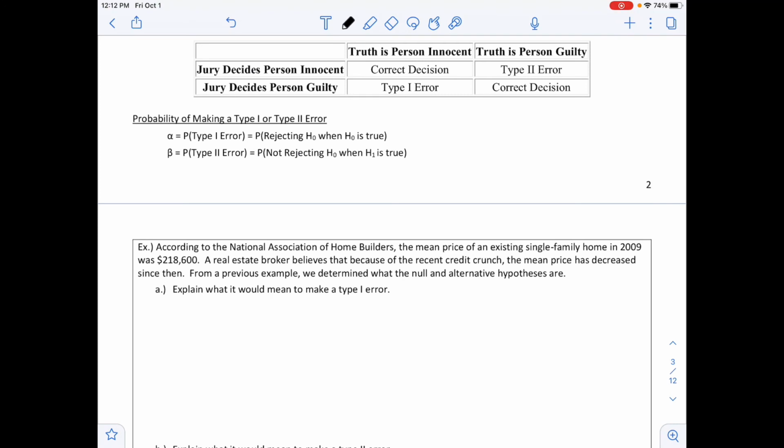And then it says probability of making a type 1 or type 2 error. So our probability of a type 1 error is called alpha. And this is the probability of rejecting H0 when H0 is true. And then we also have beta. And beta is the probability of type 2 error. This is the probability of not rejecting H0 when H1 is true. Another way to think of H1 being true would be that H0 is false.